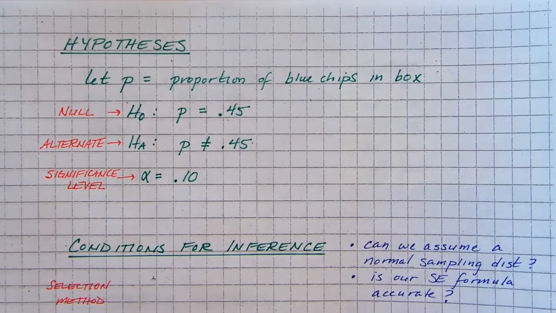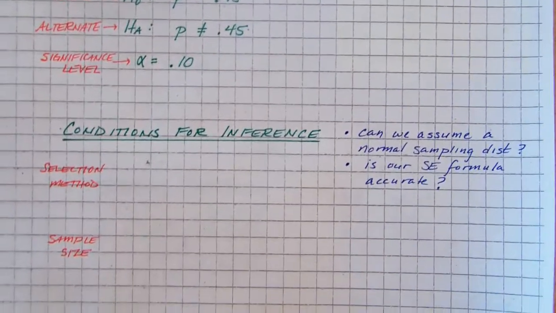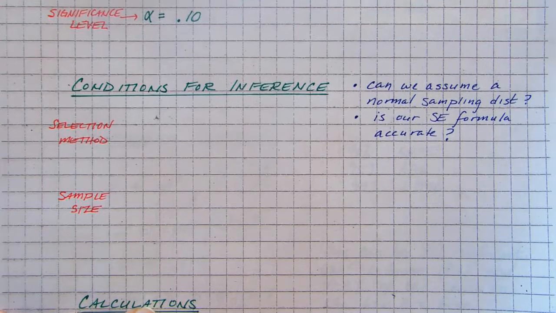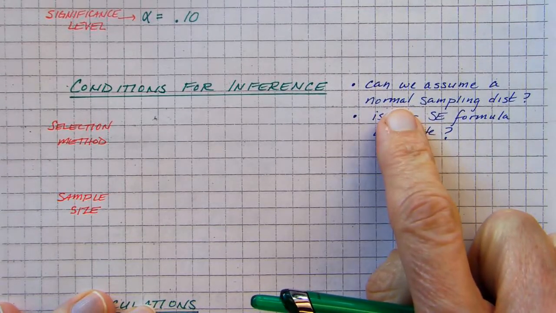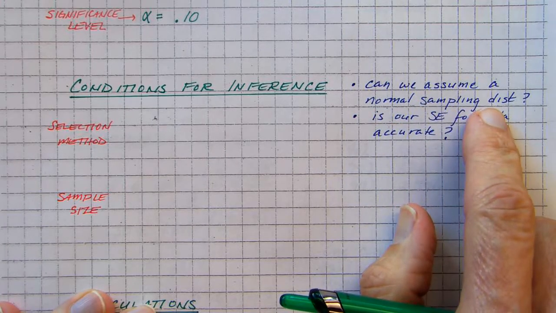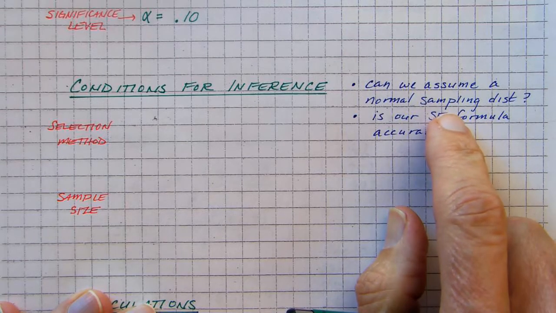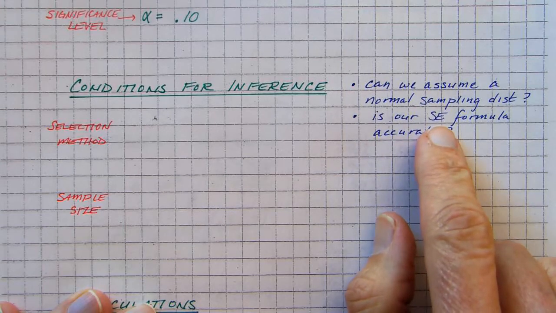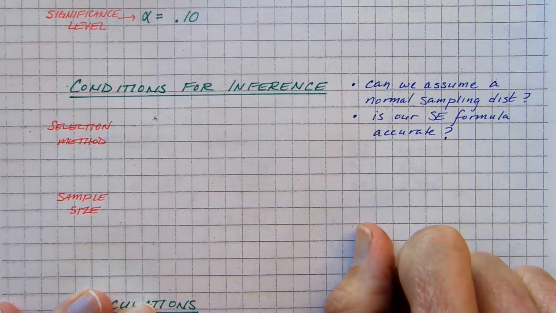So let's move on to the next part, which is called the conditions for inference. In order to do tests of significance or confidence intervals, you have to realize we're operating on 2 assumptions. We're assuming a normal sampling distribution. And so we have to first decide, can we continue to assume we have a normal sampling distribution? And also we're using a formula for the standard error of that distribution, and we need to make sure that that formula is accurate.